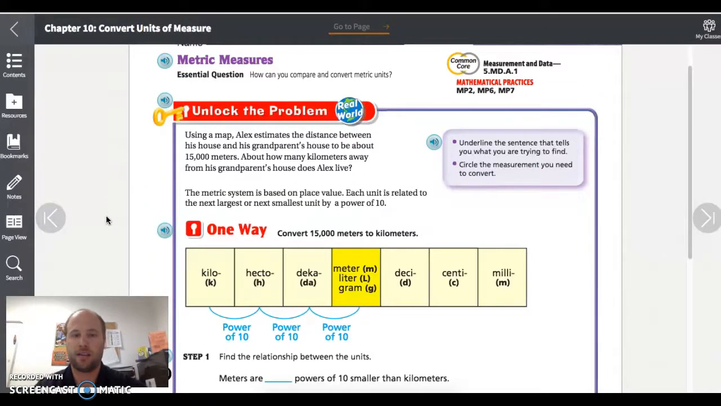We kind of discussed the expectations for this, and you know by now what you need. So make sure you have a pencil, your math book, and headphones. Make sure that you're hearing this, not everybody.